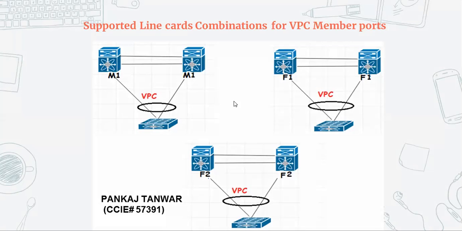Here you can see some supported line card combinations for the VPC member ports. In the first example, we are using the M1 line card on both sides. In the second one, we are using the F1 line card on both sides to connect to the downstream device. And in the third example, we are using the F2 line cards. So this is how we configure the VPC.